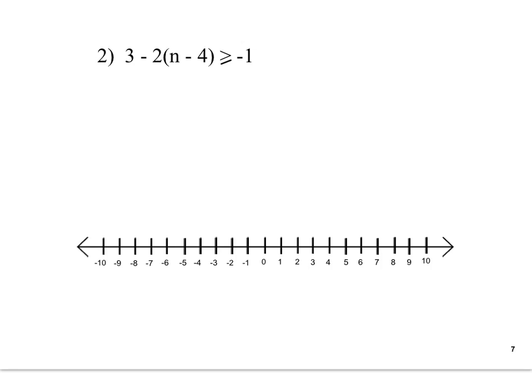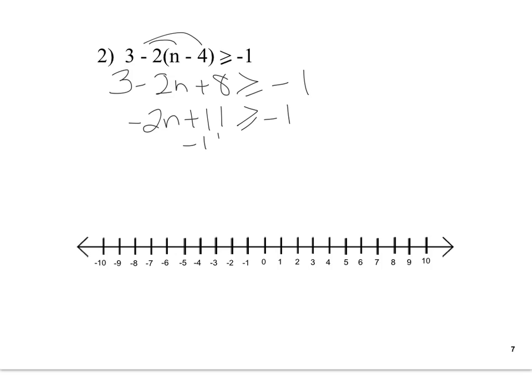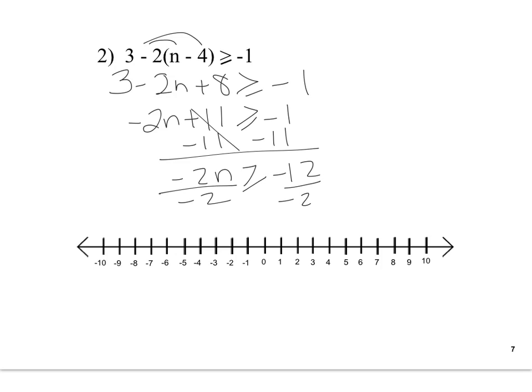Okay, same for this one. You just solve it normally, but I want to keep my n on this side. I like to keep it on this side. It just makes graphing a bit easier. So solve it exactly the same way. Distribute that -2. Okay, combine your like terms. Move stuff around. And here I'm dividing by -2. The moment you divide by a -2, that inequality is going to reverse sides.